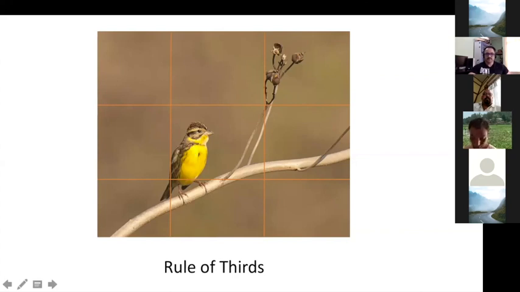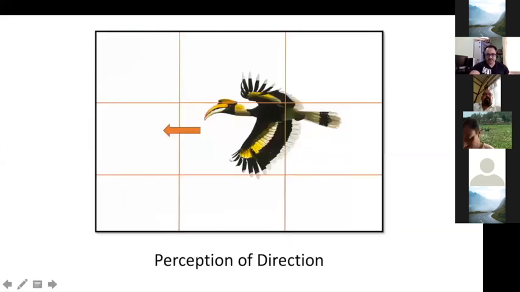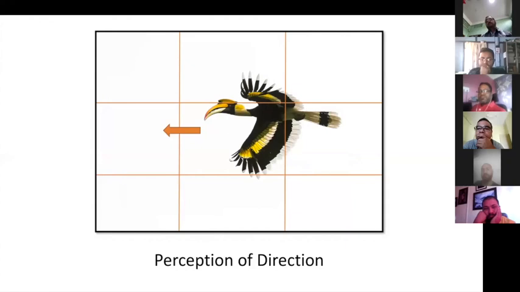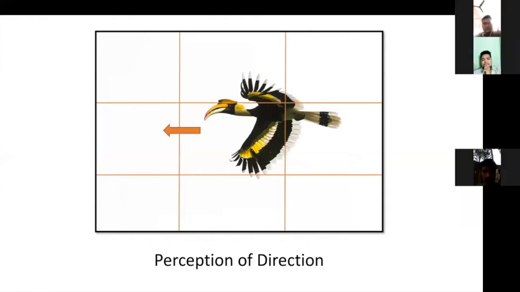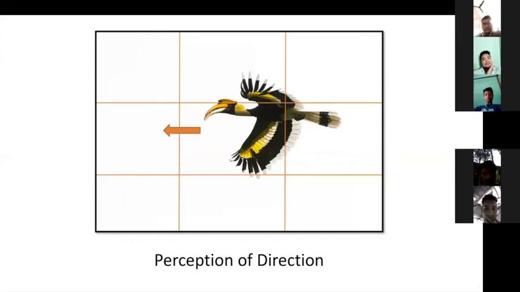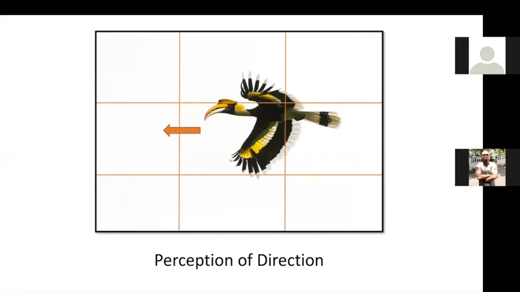Of course, this is a classic example of the rule of thirds, how the bird has been kept at one of the cross sections. Now, there's another thing called perception of direction. If there is a movement happening in the frame, we can always use that, or use the framing, to give a sense of direction in your composition.